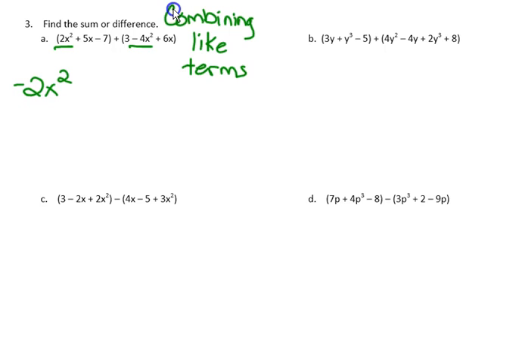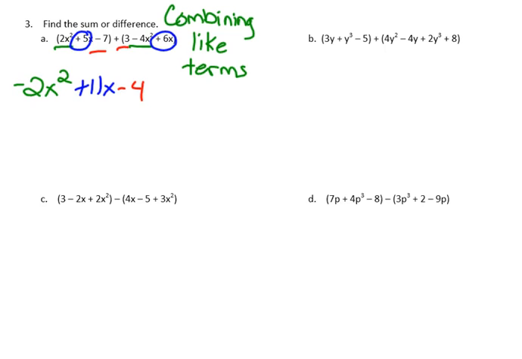Then I have a degree of 1, so 5x. Put that together with my 6, which is going to give me negative 11x. Then I have my constants. Negative 7 and positive 3 is negative 4. So that is the sum, negative 2x squared plus 11x minus 4.